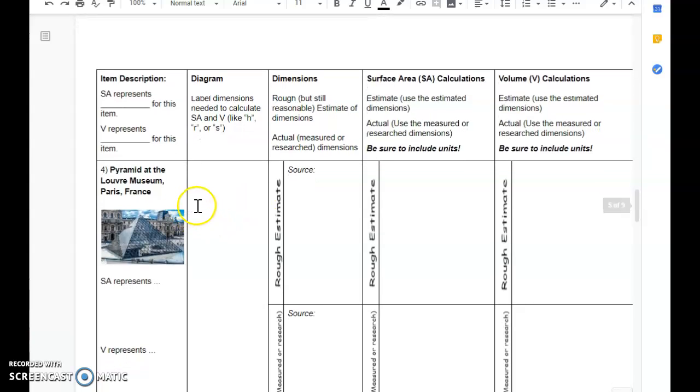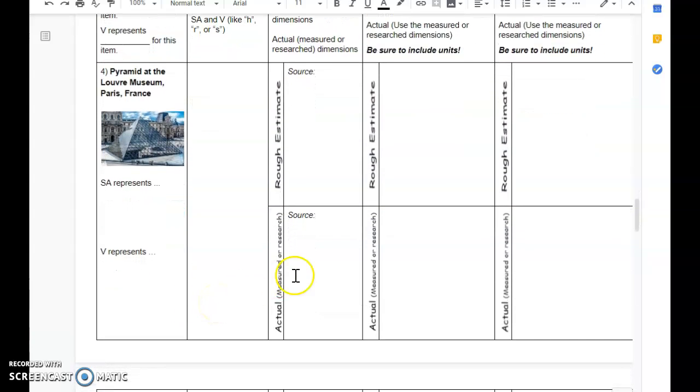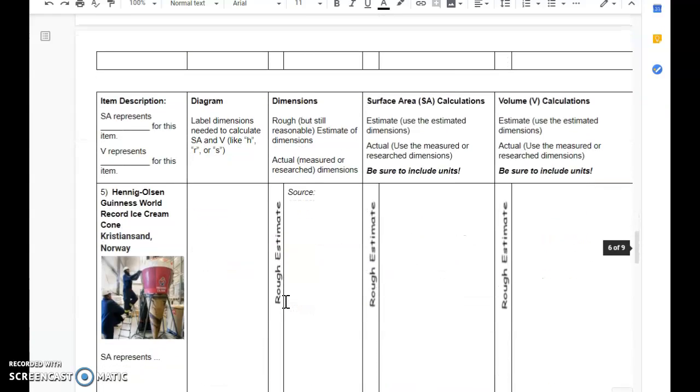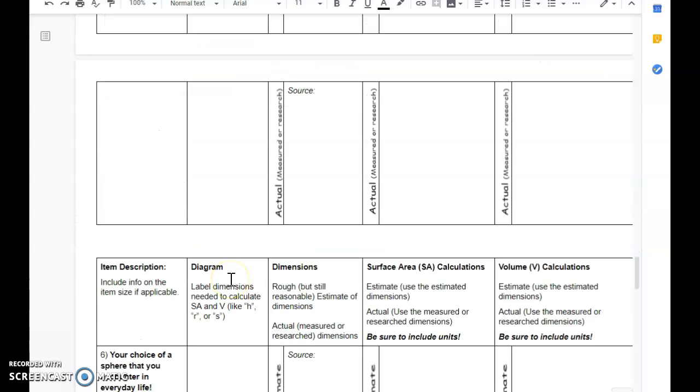The fourth is the Pyramid at the Louvre Museum in Paris, France, which is pretty cool. So you are going to have to do some research, and again, write down your source here as well as do all the calculations. And then fifth is this Guinness world record ice cream cone.